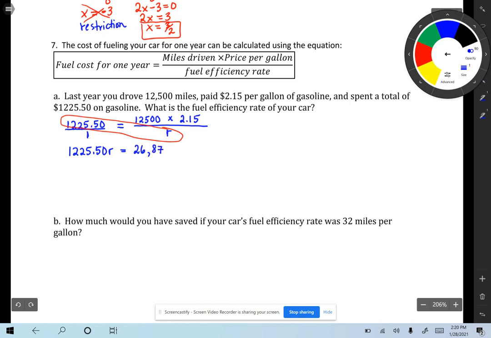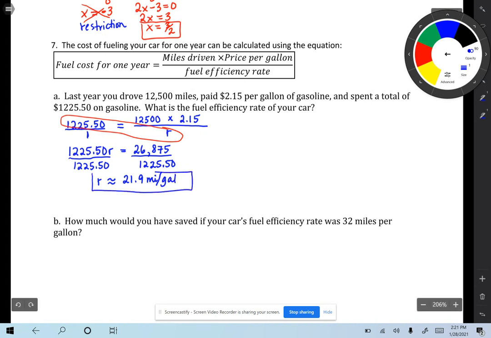which I used a calculator and I got 26,875. Then I want to divide both sides by 1225.5. And I got a fuel efficiency rate of about, and I'm going to approximate it, 21.9 miles per gallon. That's how many miles per gallon your car gets.